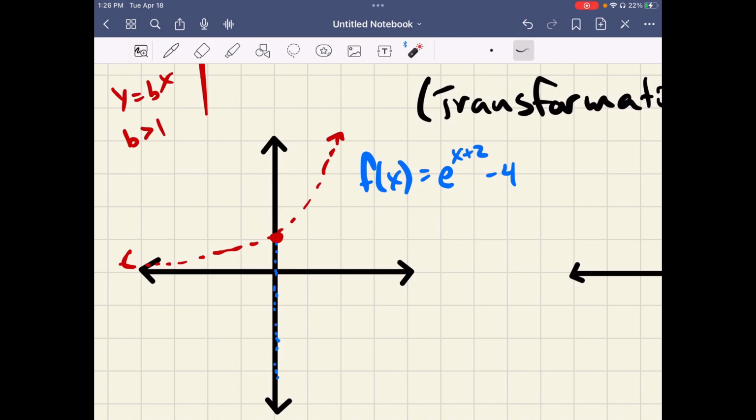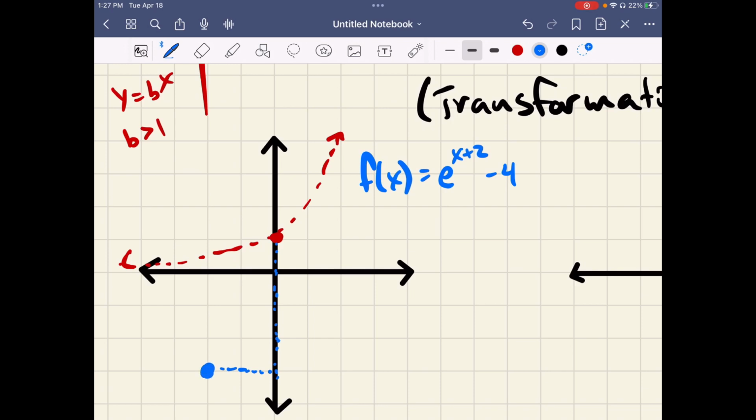And then I look at the +2, and since it's inside of my exponent, that's going to affect my x value. So that's going to move it right and left. We know that it is going to affect it horizontally, but it's also going to behave opposite from what it looks like. So one might think I shift that to the right 2, but again, since it's inside the exponent, I'm going to shift it to the left 2. So I'm going to go 1, 2.